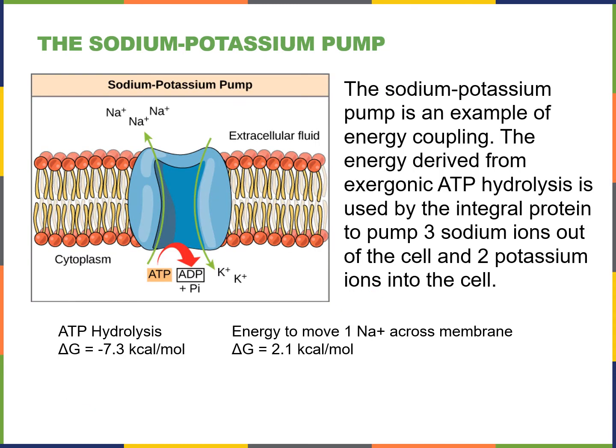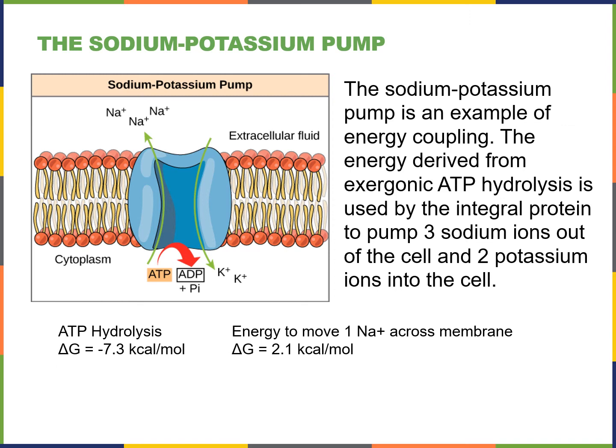So we've talked briefly about the sodium-potassium pump, and now we're going to make it relevant in the context of ATP and ATP hydrolysis. The energy derived from exergonic ATP hydrolysis is used by this integral protein pump. That's the energy that this pump uses to push 3 sodium ions out of the cell and bring 2 potassium ions into the cell.